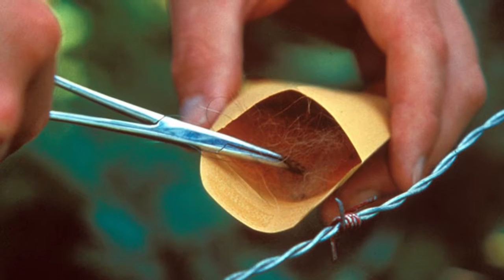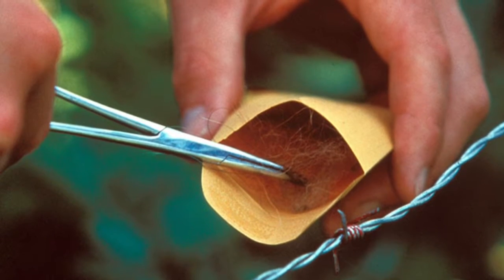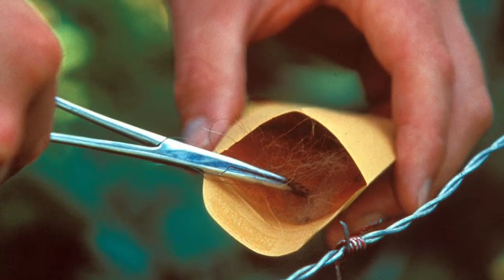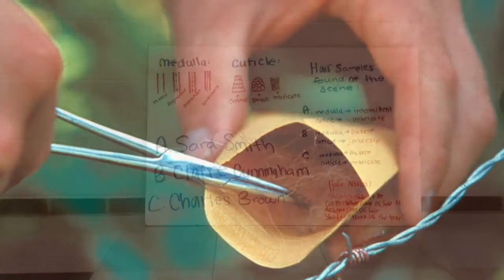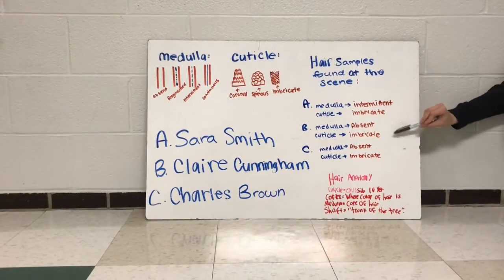To analyze hair from the suspects, we will use tweezers to pull directly from the scalp in order to get a follicle containing DNA, and we look at the hair under a microscope to determine the medulla and cortex. Once we have analyzed hair from the suspects, we can then compare them to any hair found at the crime scene. The crime scene hairs are labeled A, B, and C.